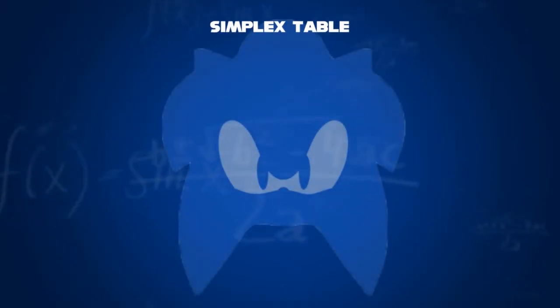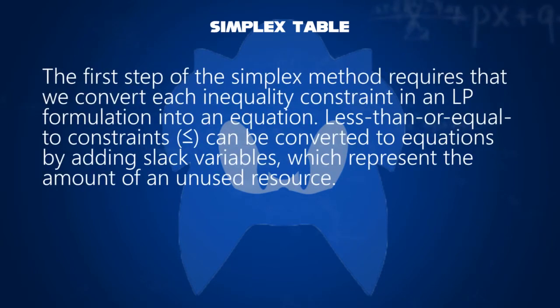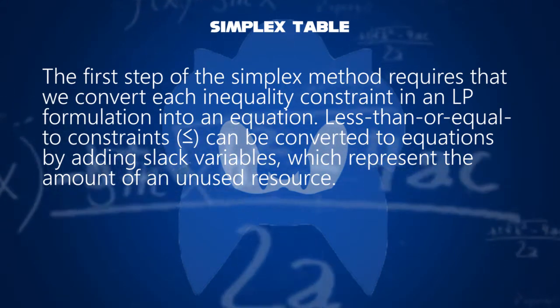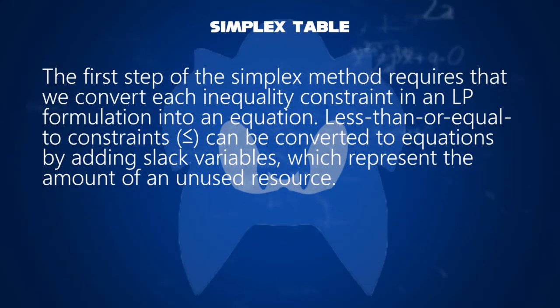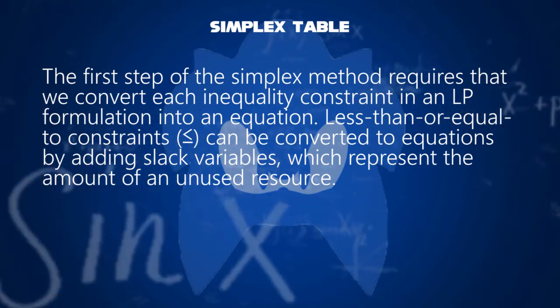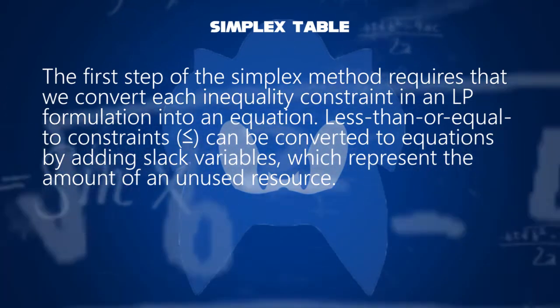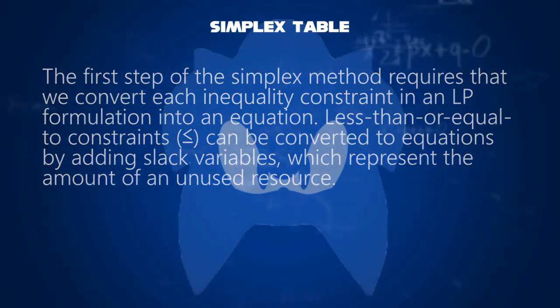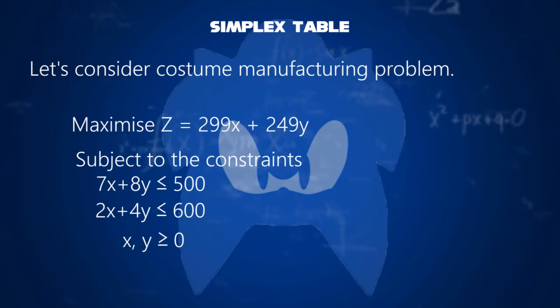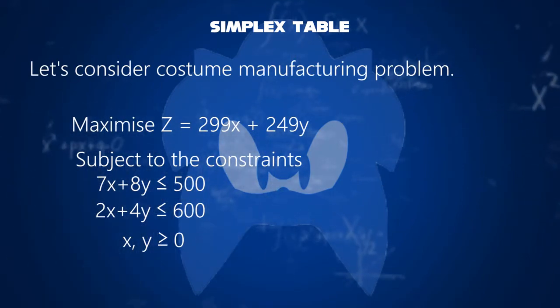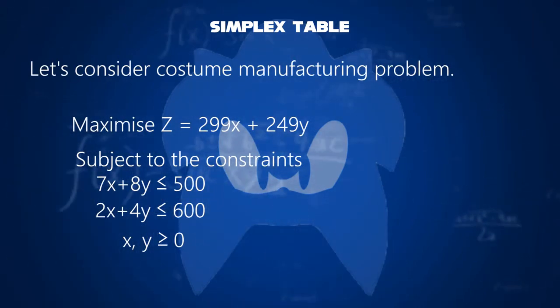You have heard everything about slack and surplus variables. Now, the first step of the Simplex method requires that we convert each inequality constraint in a linear programming formulation into an equation. Less than or equal to constraints can be converted to equations by adding slack variables, which represent the amount of an unused resource. As a question about the costume manufacturing problem, we have recently told you to apply slack variables.